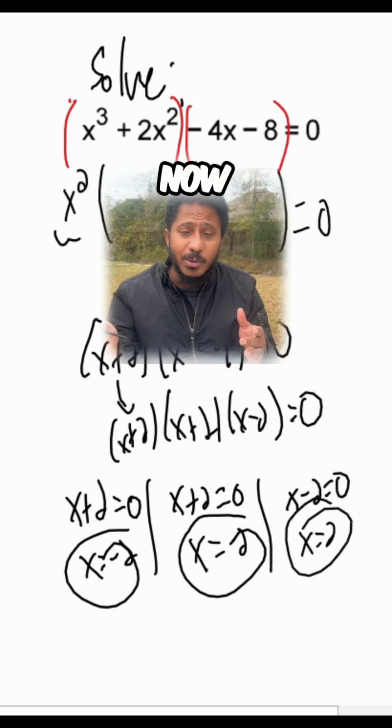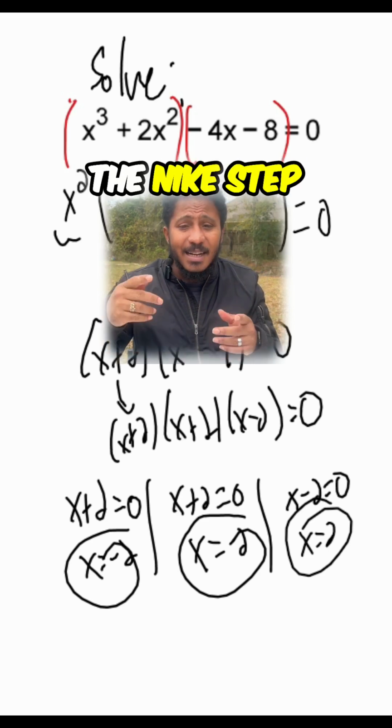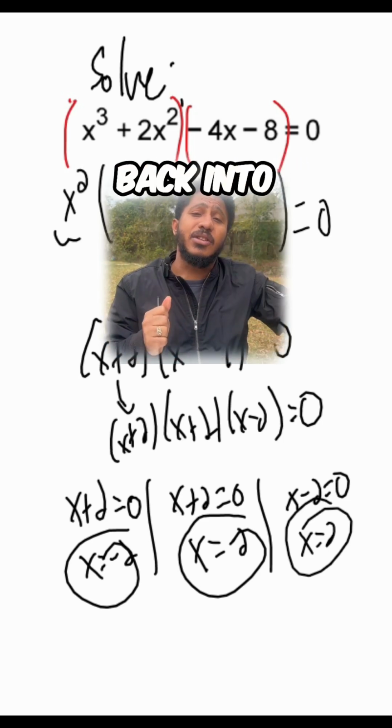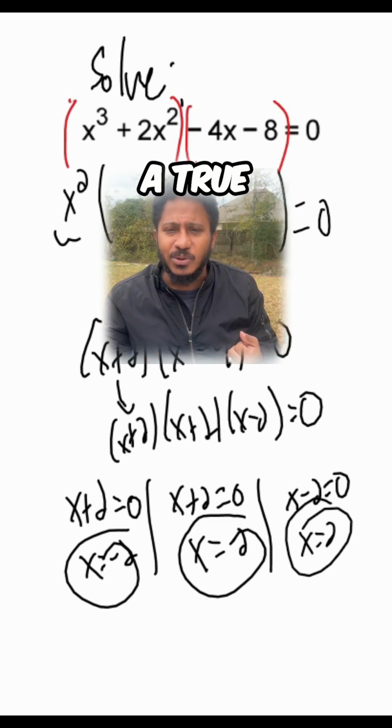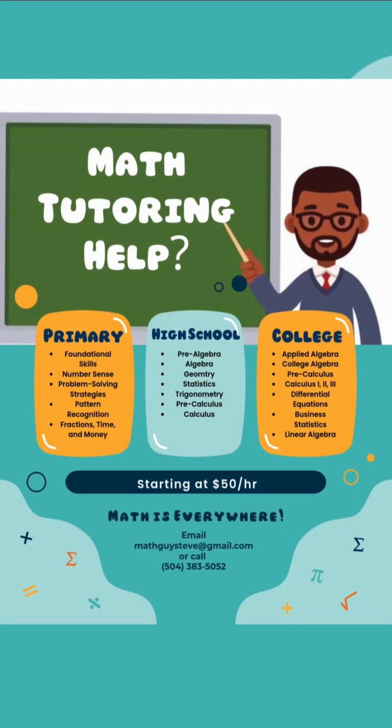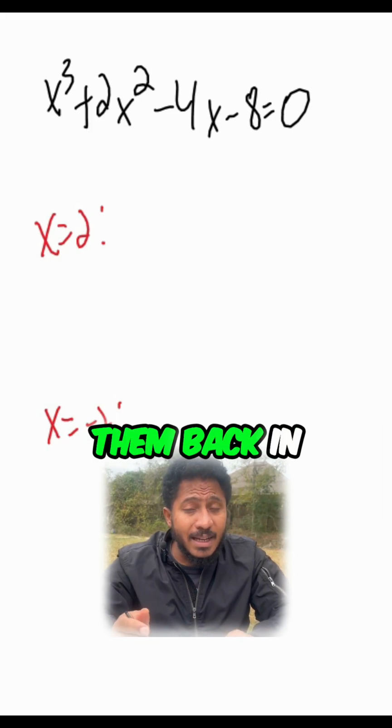Now, we definitely want to check it. That's called the Nike step, the check step. So how do we check it? We plug those solutions back into the original equation and see if we get a true statement. Let's try it. Let's plug them back in and see if we get true statements.